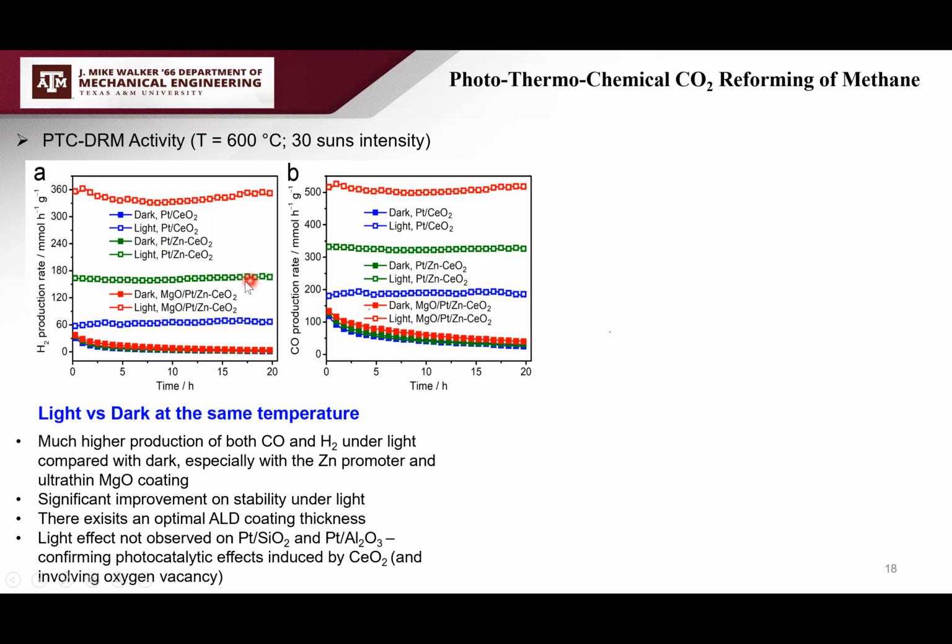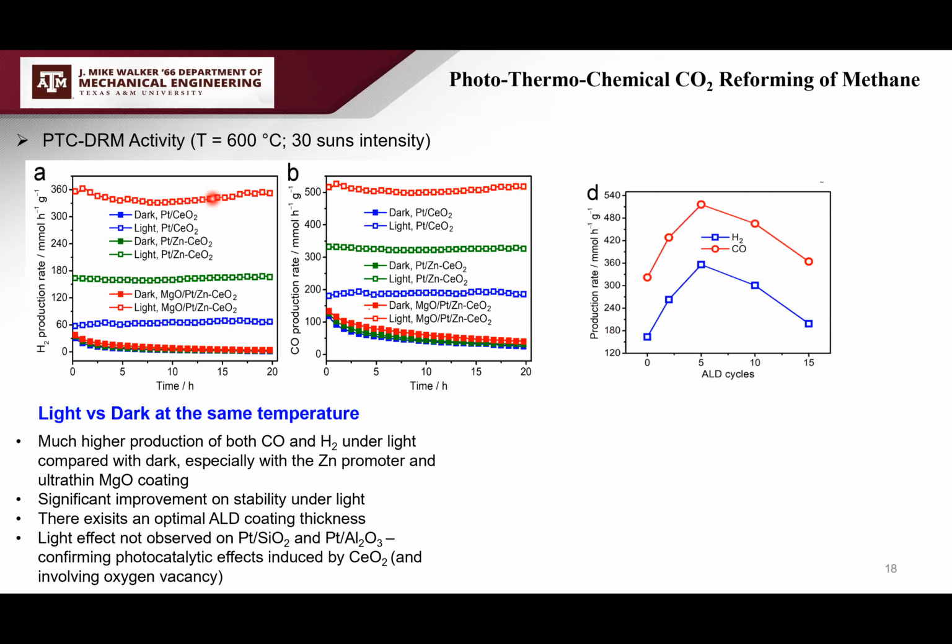And then by adding some zinc promoter, it's more active. By coating just a 5-layer ALD layer of magnesium oxide, it's much more active. So you can see actually here, this graph shows we tuned the number of ALD cycles, or the thickness of the overlayer. One cycle is one atomic layer. It's less than 1 angstrom. So 5 layers is actually less than 0.5 nanometer. So it's sub-nanometer, but it has a dramatic effect on this activity.